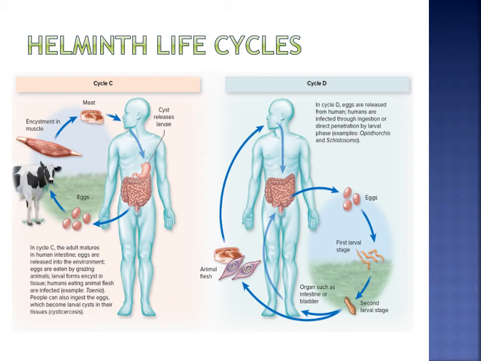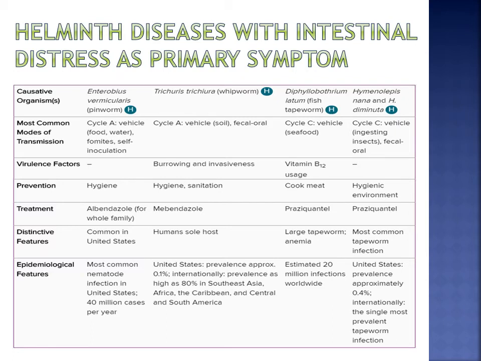And then last one, cycle D. This is where the eggs are again going to be released from the human. Humans are then infected through ingestion or direct penetration of larval phases. So like baby worms that we either eat or drink by accident, or again, they can go right through the skin. No, thank you. So we're going to break our helminth diseases down into ones where the main symptom is intestinal distress, like diarrhea, vomiting, pain in the abdomen, and then we'll look at another set in a second. So we have 4 with intestinal stress as the primary symptom, starting with pinworms or enterobiasis.